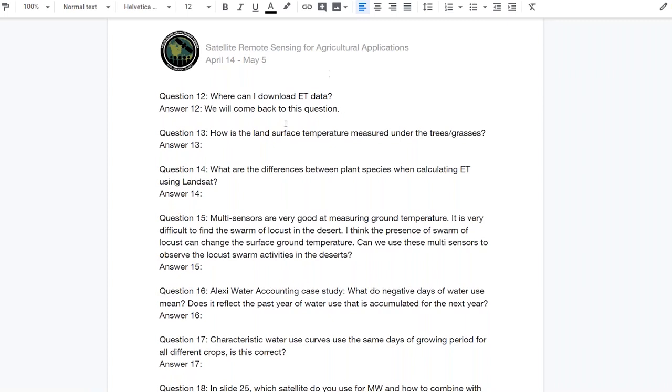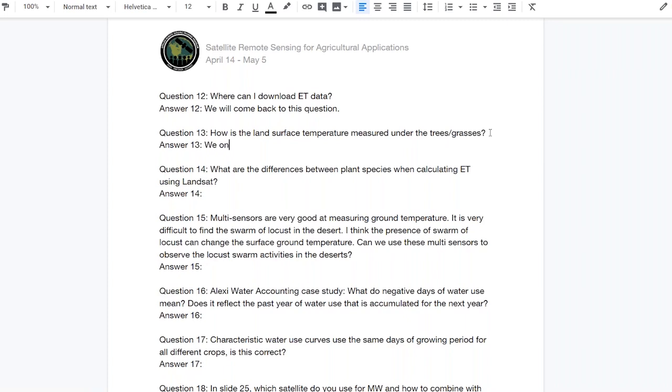Great. And question 13, how is the land surface temperature measured under trees and grasses? Well, we don't really. If you take a two-source energy balance model, we're really looking at the temperature of the bare soil component and then essentially the canopy.